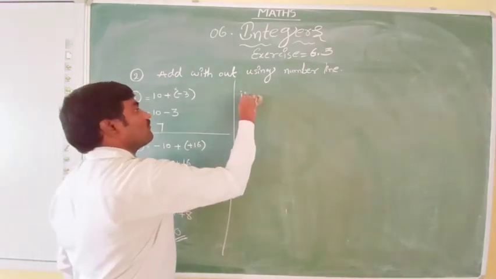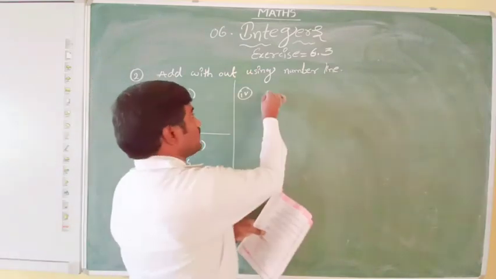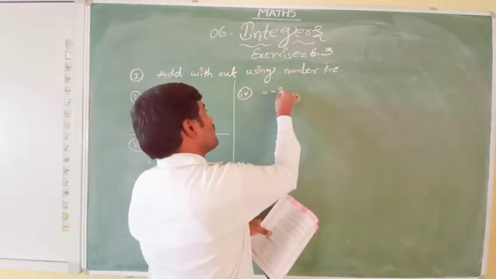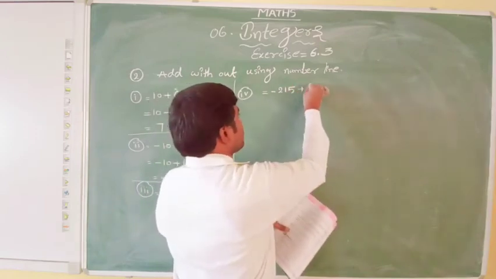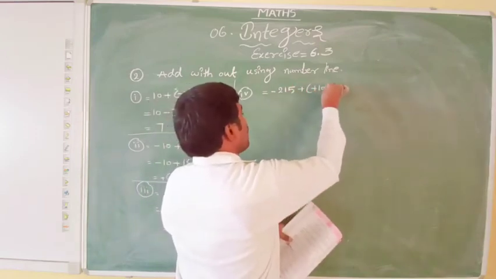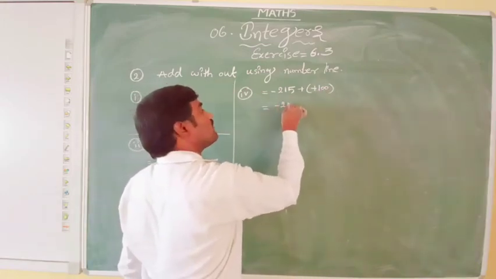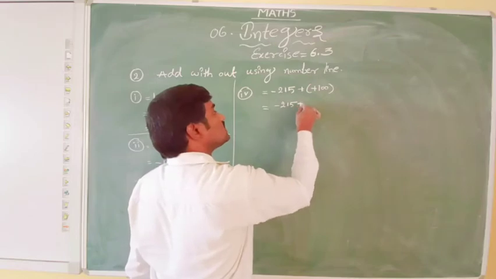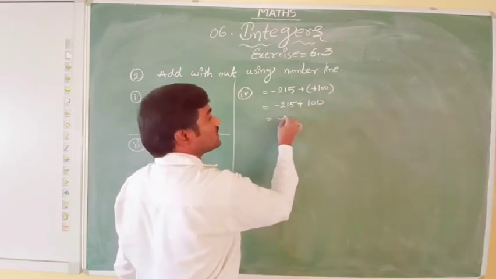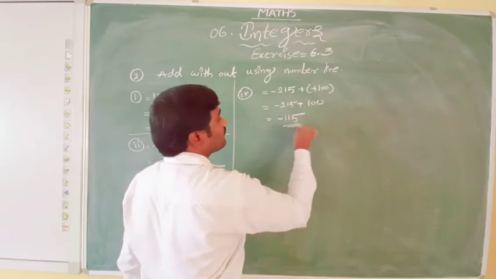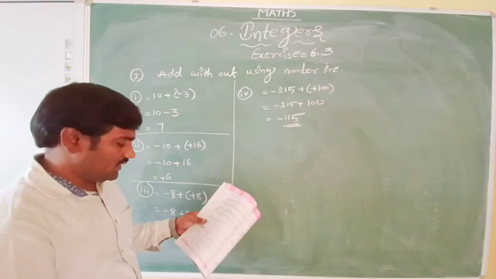Then we go for the fourth question now. Minus 215 plus of plus 100. See, minus 215, plus into plus is plus 100. 100 minus 215 is minus 115. Only plus or minus, additions and subtractions, you need to do.